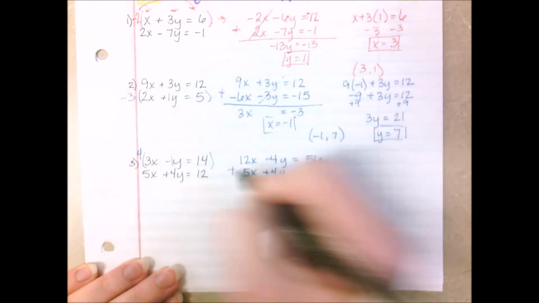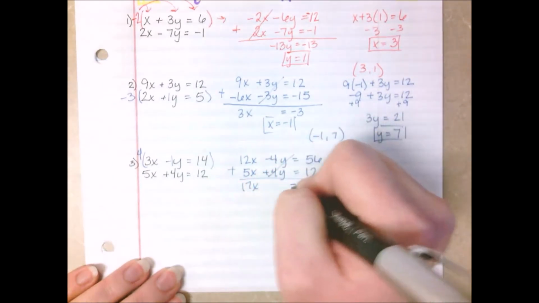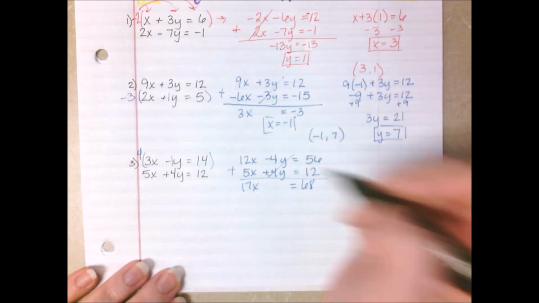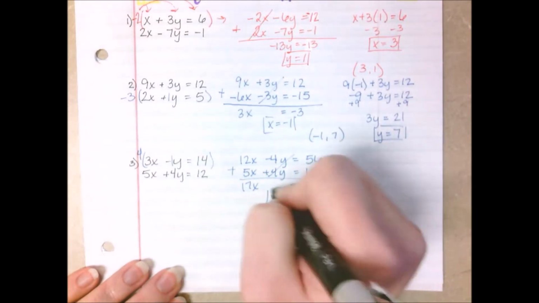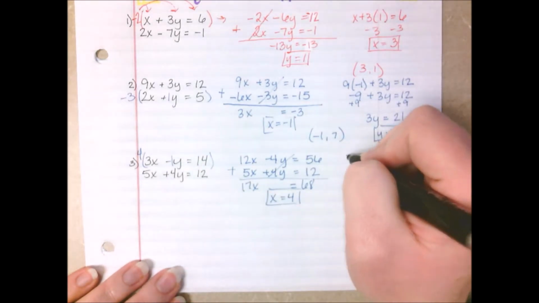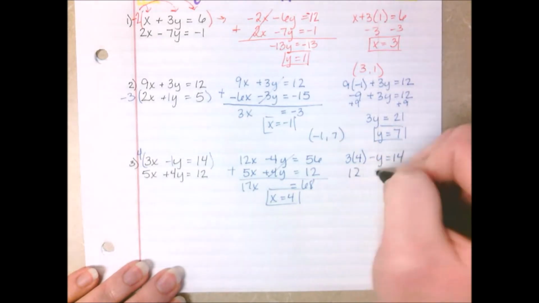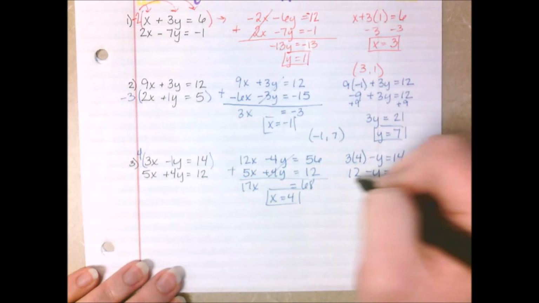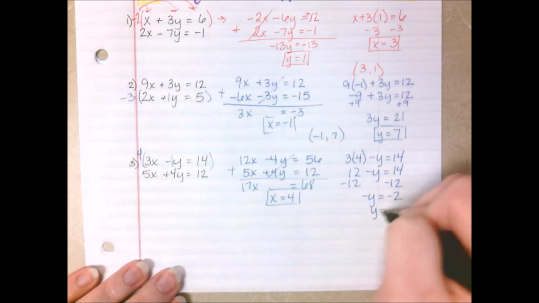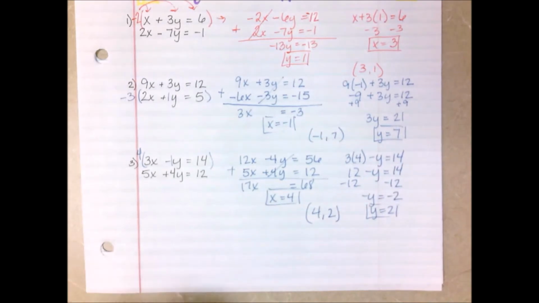Now I can add through both equations. 12x and 5x gives me 17x. My 4's cancel, and 56 and 12 gives me 68. When I divide both sides by 17, I end up with x equaling 4, which is half my answer. Take that 4, plug it back into one of your original equations in order to find what we're looking for, which is y. This will give us 12. Subtract 12 from both sides, negative y equals negative 2, or y equals positive 2. Our final ordered pair will be 4, 2.